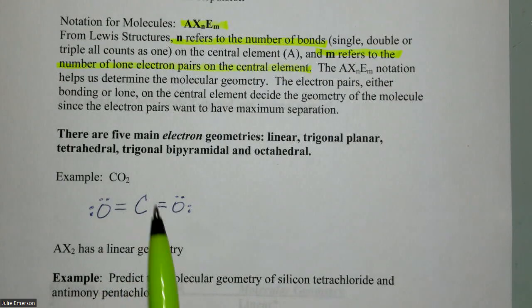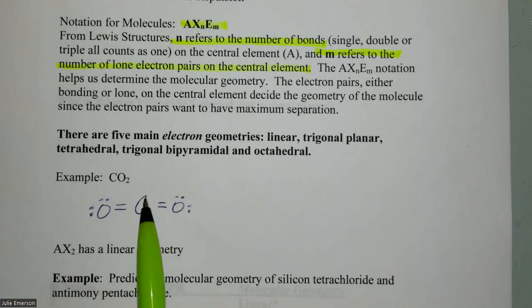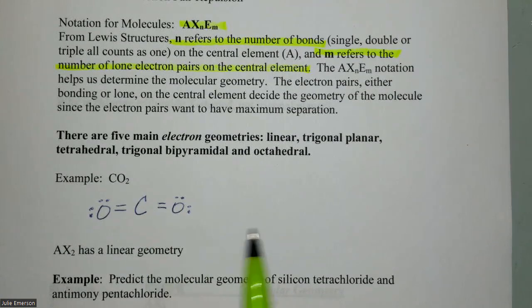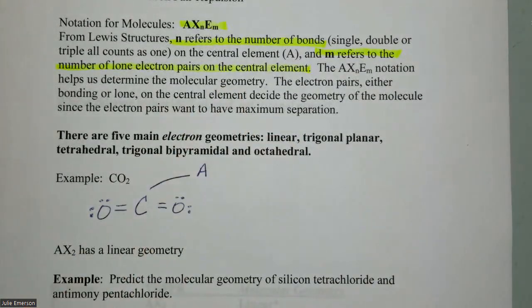Because basically the question we're trying to answer is, is this going to be a straight line? Is it going to be bent? And the only way we understand that is if we know what the center element looks like. So in my notation, the A is just referring that there's a center here.